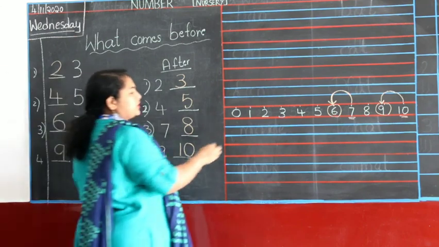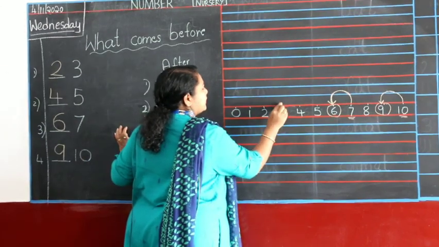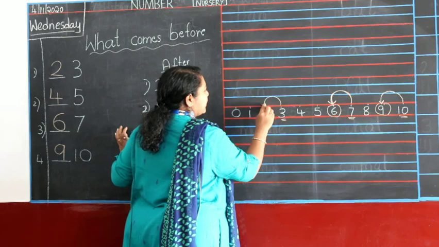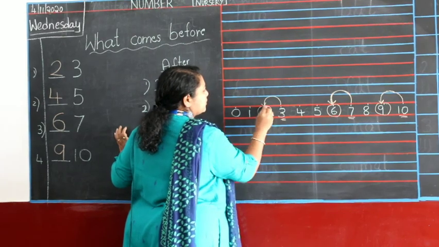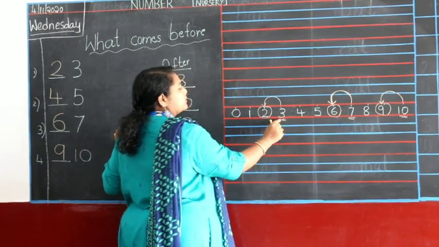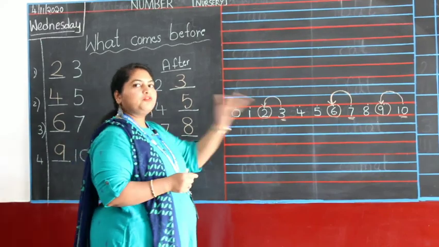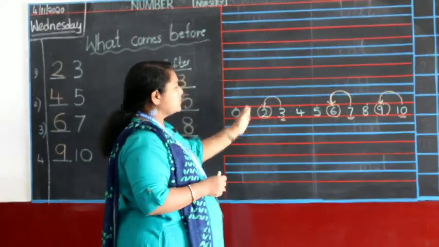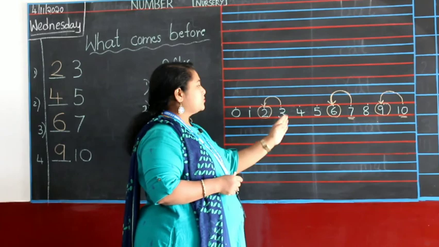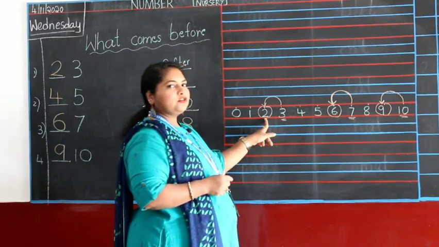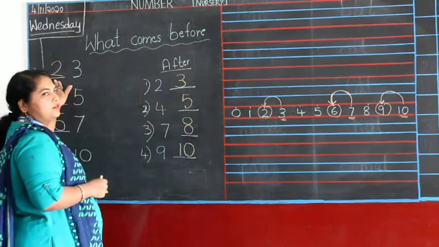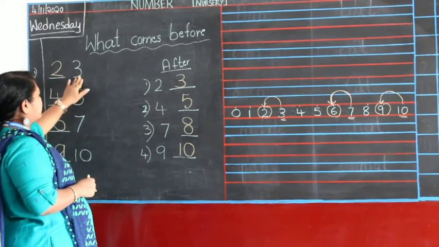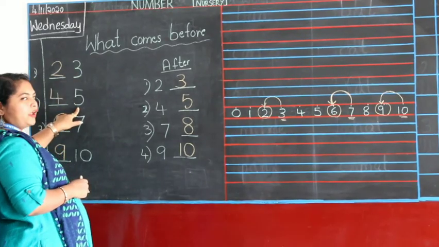What comes before 3? We have 3 here. You go left, backwards, and you find the number 2. So 2 comes before 3. You say 2 before you say 3, right? 1, 2, and then you say 3. So what comes before 3 is your 2. That's what I've written here. 2 comes before 3.